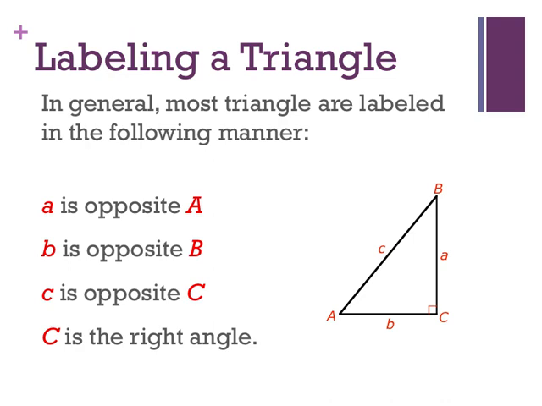So if you have a triangle PQR, then lowercase p is going to be opposite angle P, lowercase q is going to be opposite angle Q, and lowercase r is going to be opposite angle R.